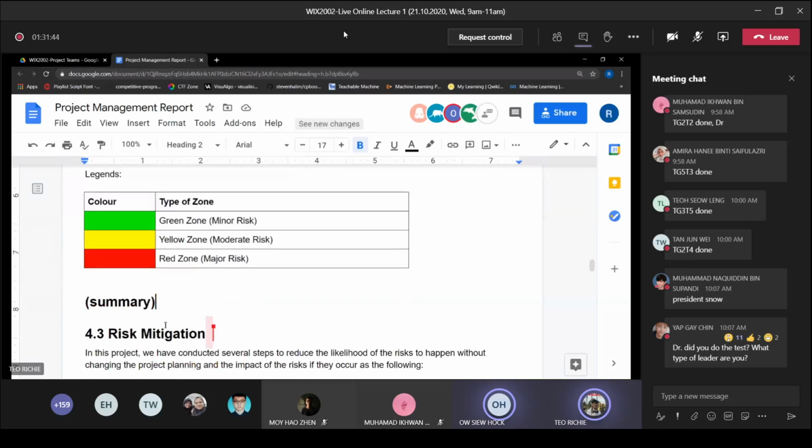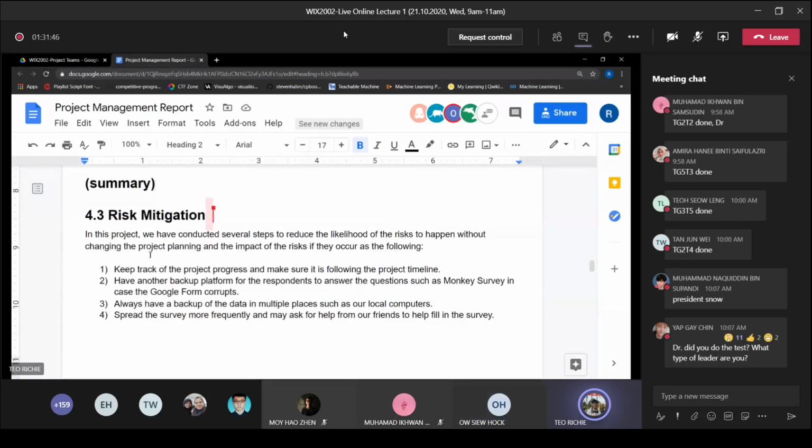Okay, we move on to risk mitigation. For risk mitigation, these are our mitigation steps. We conducted several steps to reduce the likelihood of the risks happening without changing the project planning, and to reduce the impact of the risks if they occur, as follows. Keep track of the project progress and make sure it is following the project timeline. Have another backup platform for the respondents to answer the questions, such as Survey Monkey.